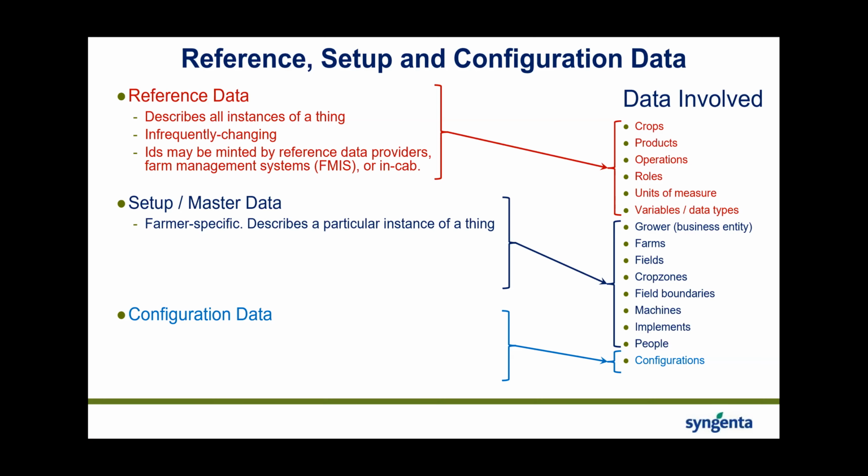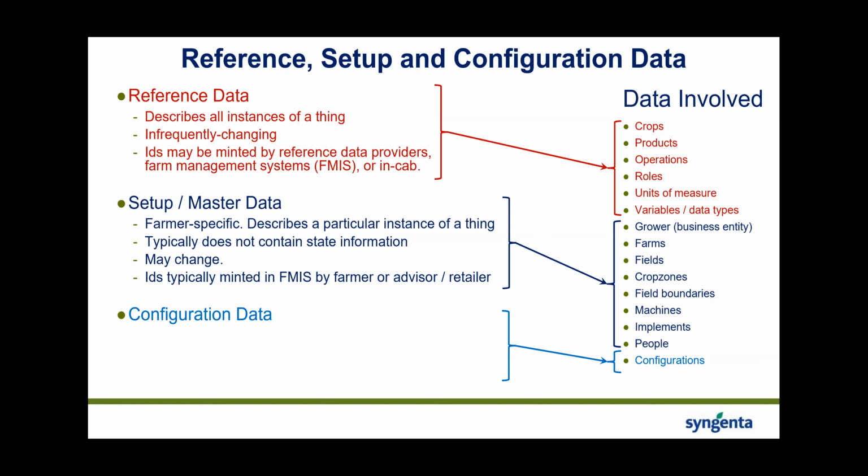Regarding the setup or master data, this tends to be farmer specific. So it describes a particular instance of a thing, typically doesn't contain state information. It might change, a field boundary can change, what you are calling my homestead farm might change and so forth. The IDs are typically minted in a farm management information system by the farmer or an advisor or a retailer of crop inputs. Configuration data is also farmer specific.